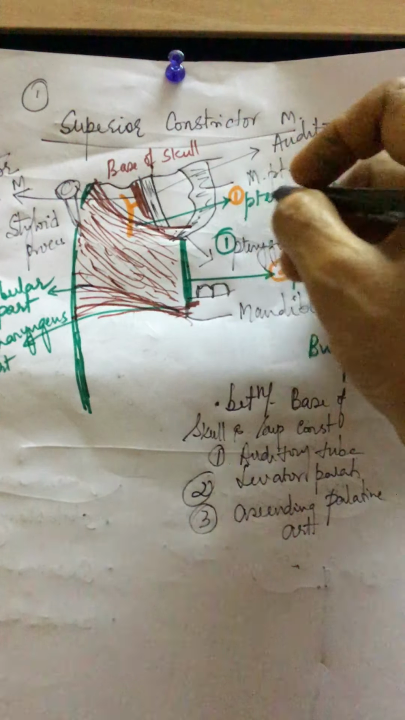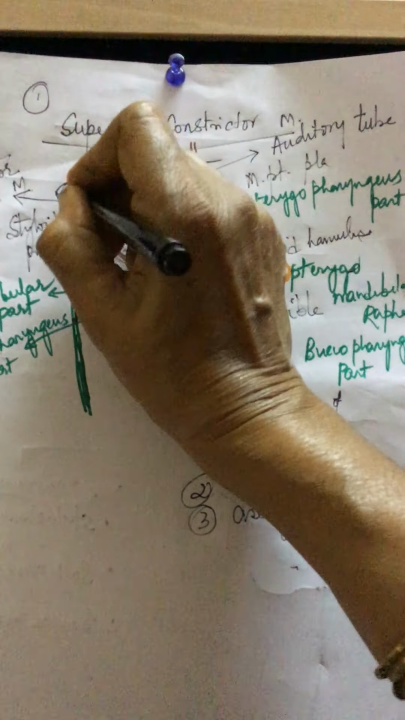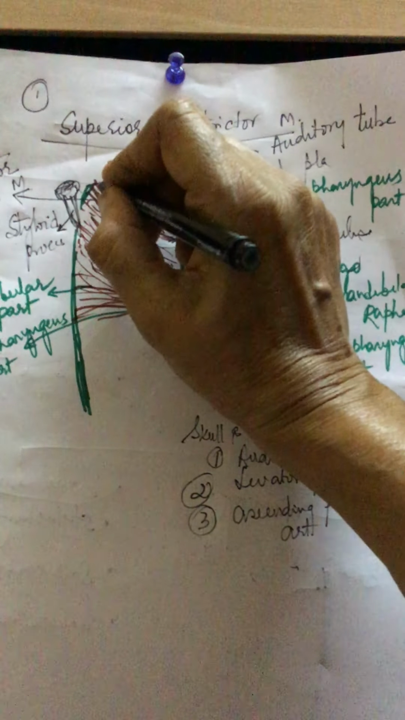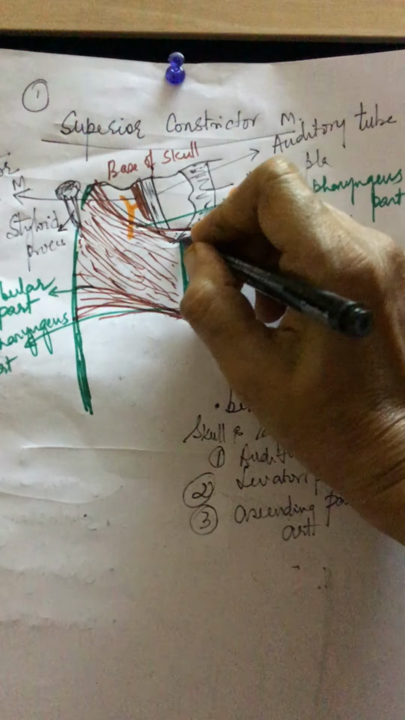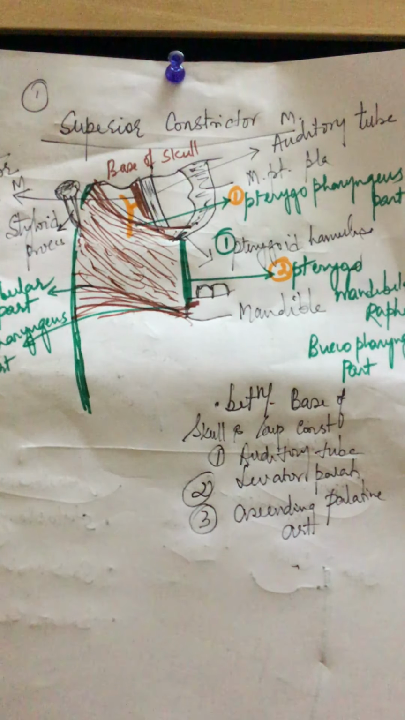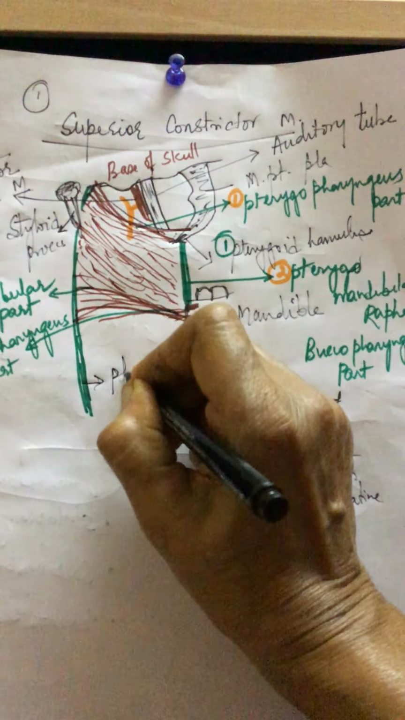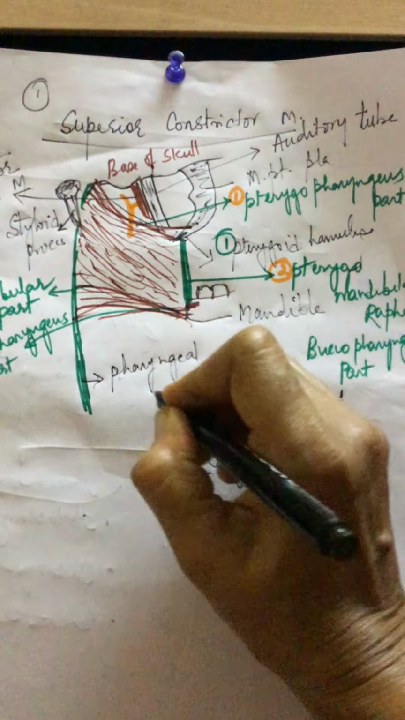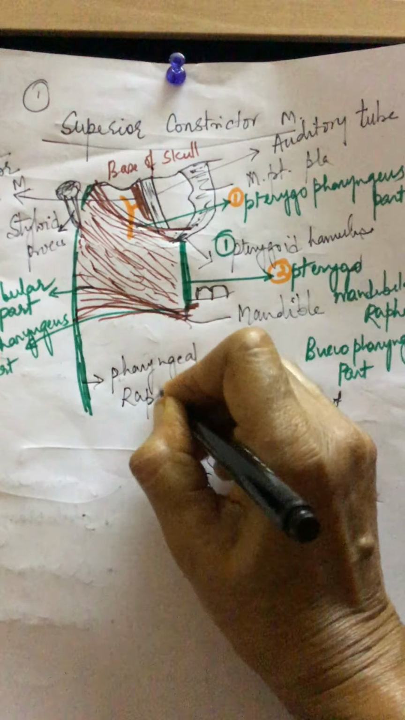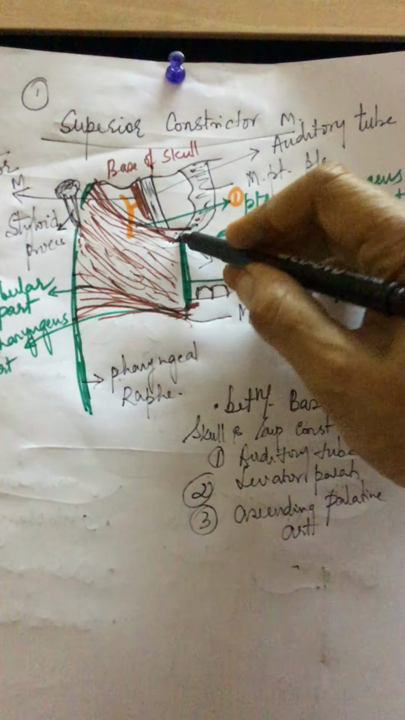So this is the styloid process. This is the base of the skull, then the pterygoid plate and pterygoid hamulus. These are bony. This is the pharyngeal raphe, that is the common insertion for all pharyngeal muscles. The superior constrictor takes origin from the pterygoid plate and pterygoid hamulus.